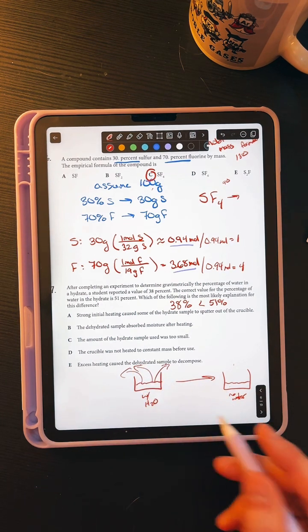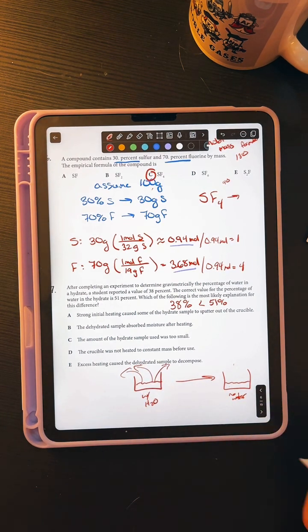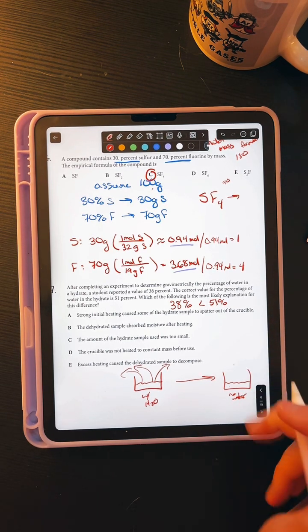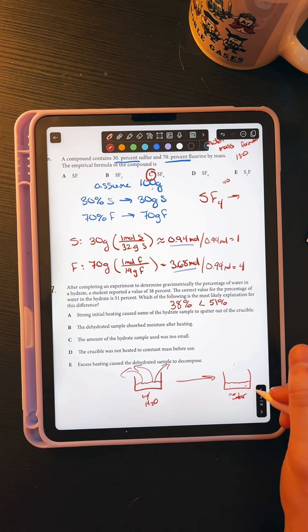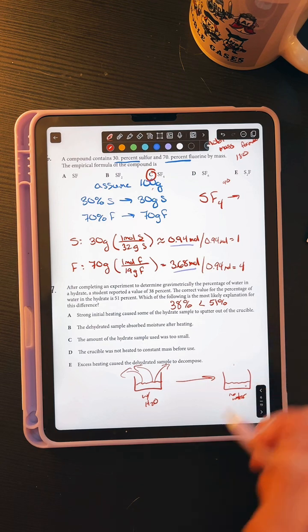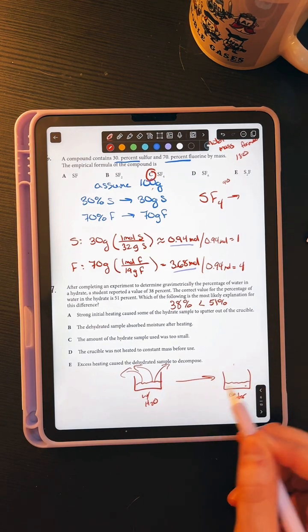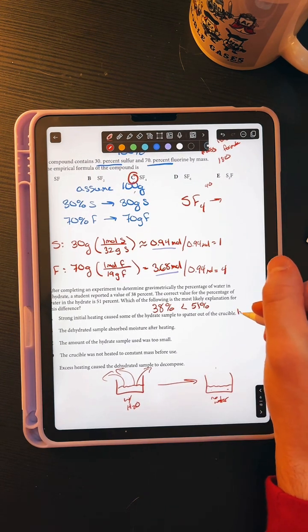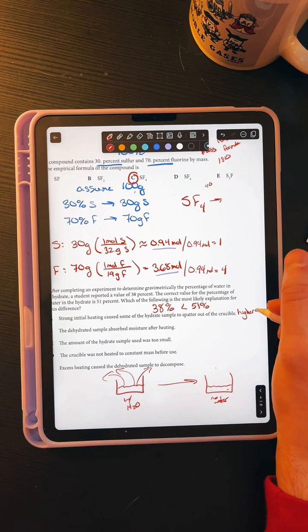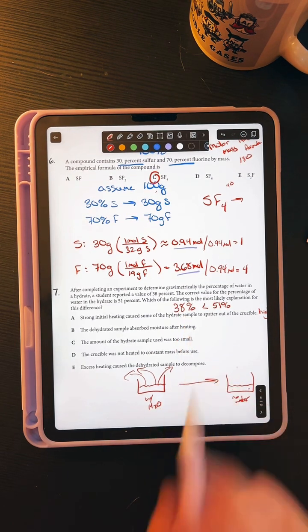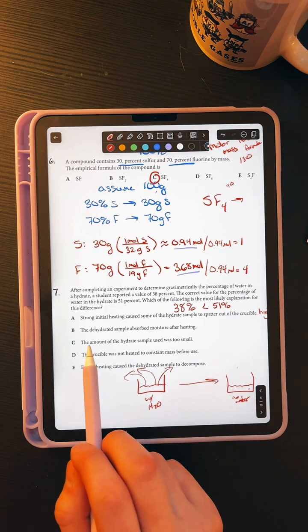Now that loss will contribute when we do the calculations. It'll look like we heated off that amount as water. So in fact, we'll get a lower mass here. And then if we do a percent mass by difference, where we take the initial of this and the final of this, we would figure out that the percentage here would be higher. So this actually contributes to a higher percent of water. We want to figure out what caused a lower percent of water.